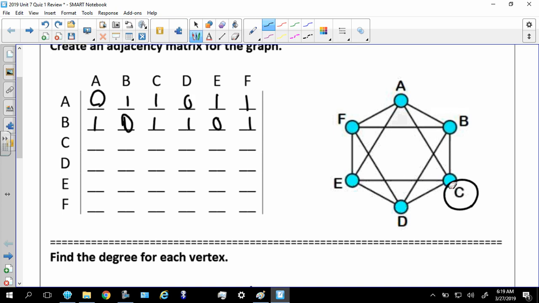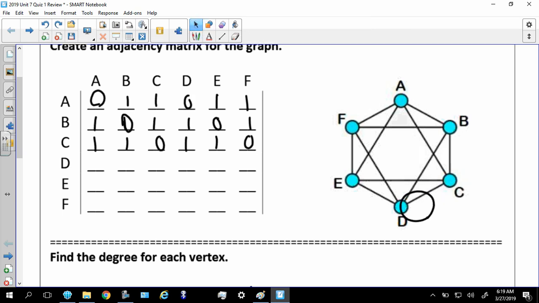So C, let's see, it's connected to A, yes. It's connected to B, yes, but it's not connected to itself. Hey, I got that right the first time. It's connected to D, it's connected to E, and let's see, nope, not connected to F. There we go. As you can tell, anything that's not connected has a 0.